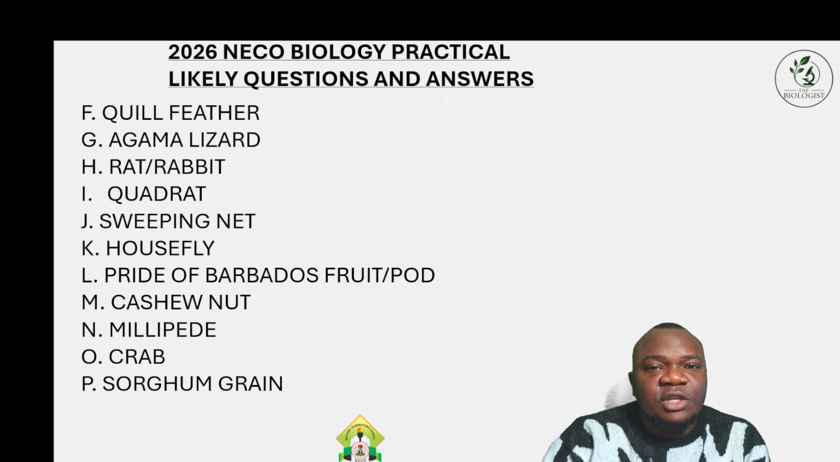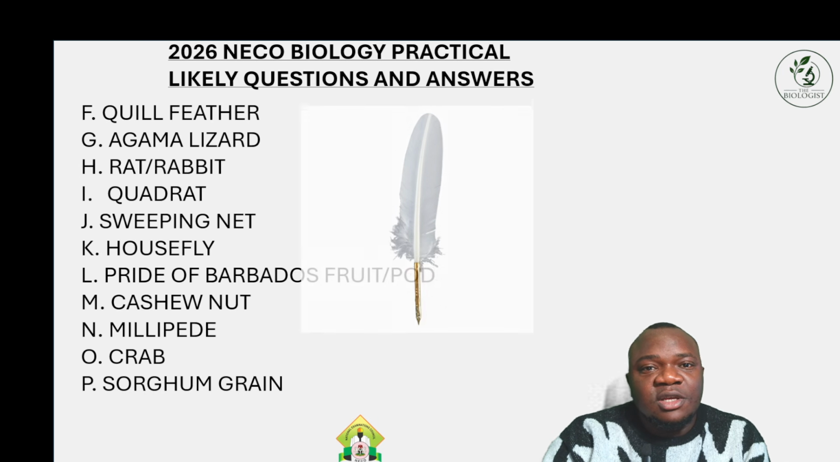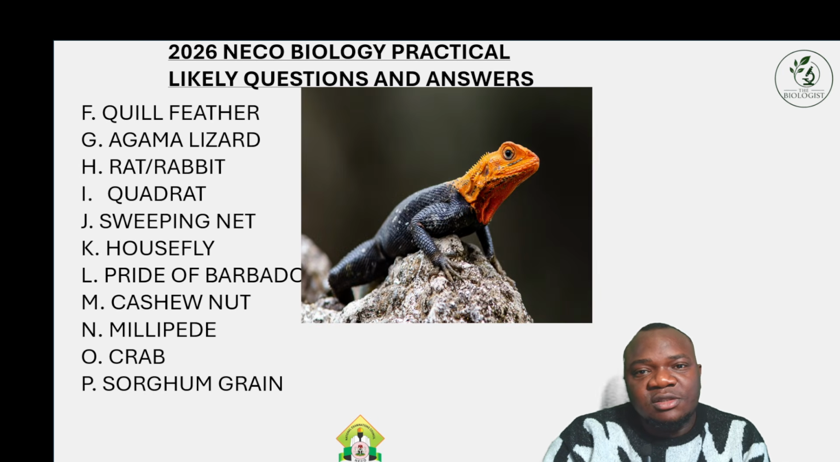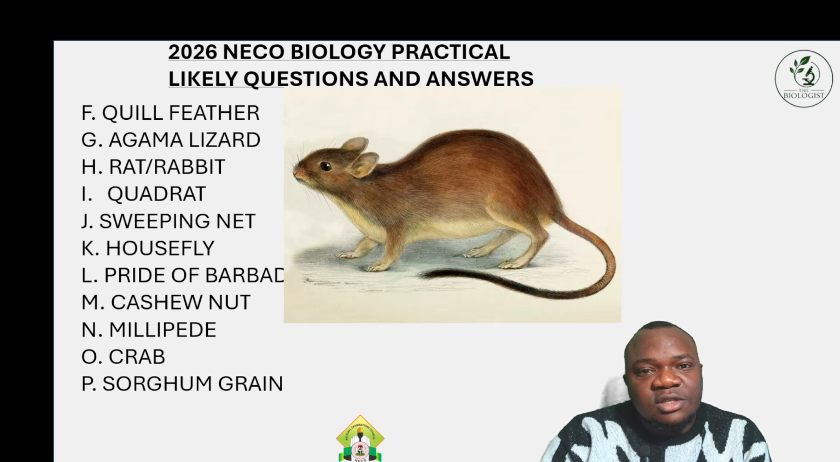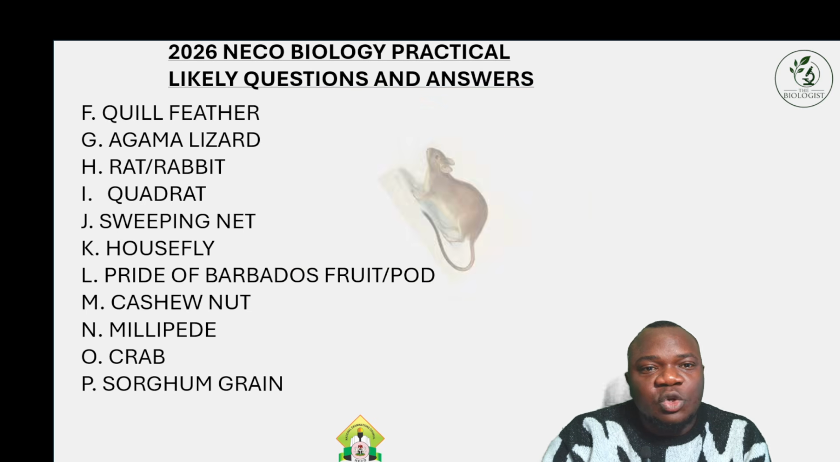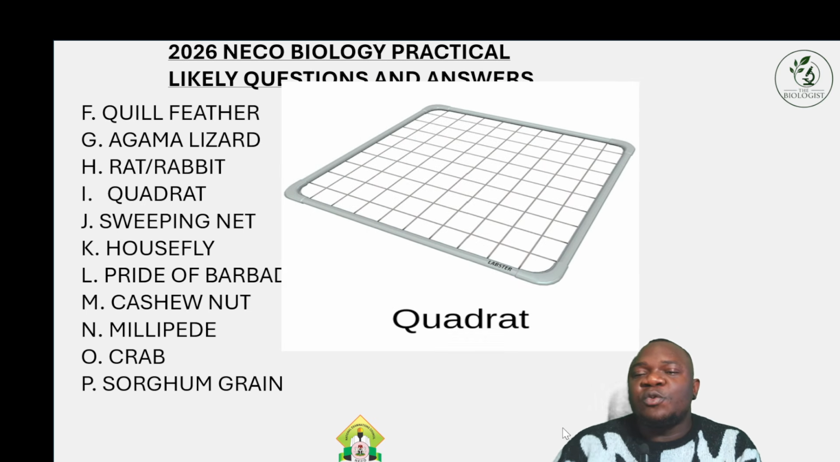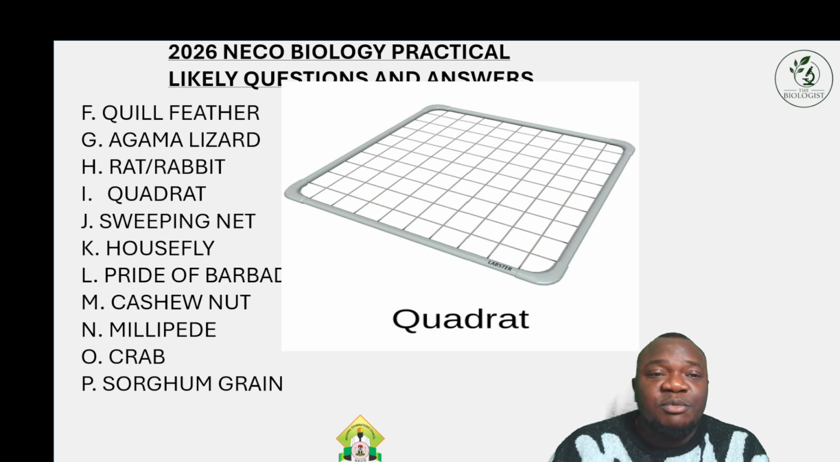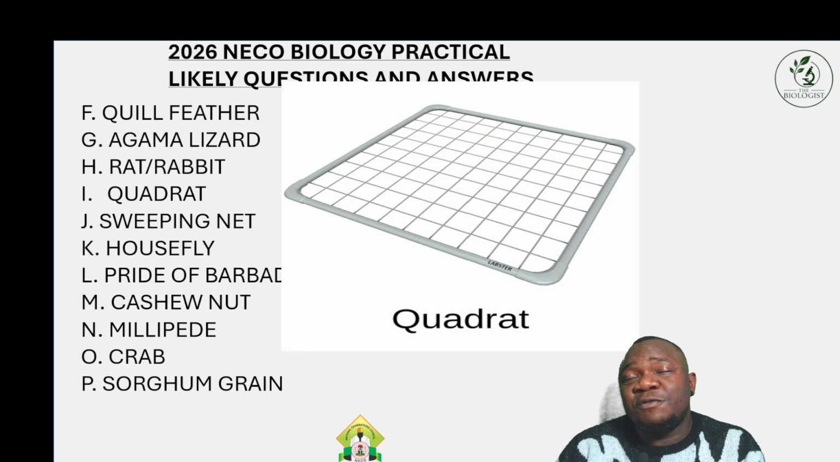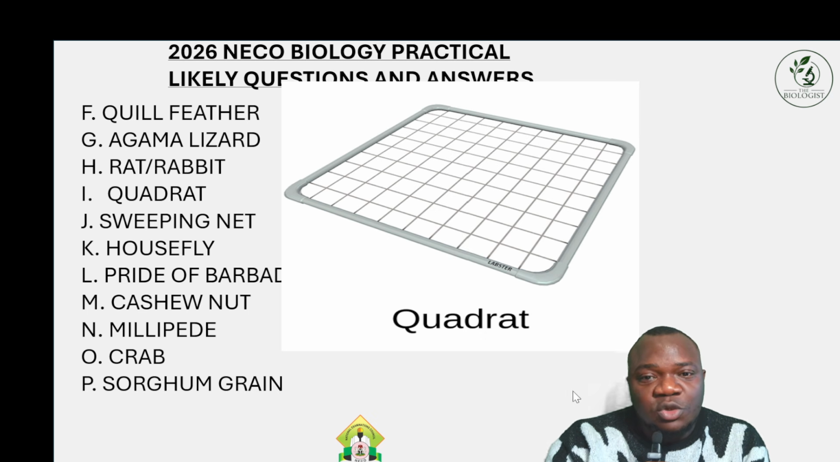You have your quill feather, which is found in birds. You have your Agama lizard, which is a very good example of a reptile. You have your rats or rabbits. This is how it looks. You have a quadrant. In my last video, when we were dealing with WAEC questions, they brought a quadrant. So the quadrant is very popular. If you're talking about population studies in biology, the quadrant is very important. You can't do without it.